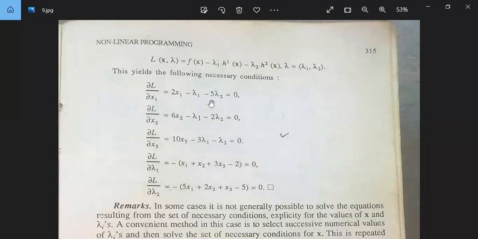So you will get these 5 equations. इन 5 इक्वेशंस को सॉल्व करने से आपको x1, x2, x3 और lambda1, lambda2 की वैल्यूज मिल जाएगी. और जब ये 5 वैल्यूज मिल गई, then we will get the maximum value of z for the values of x1, x2 and x3.